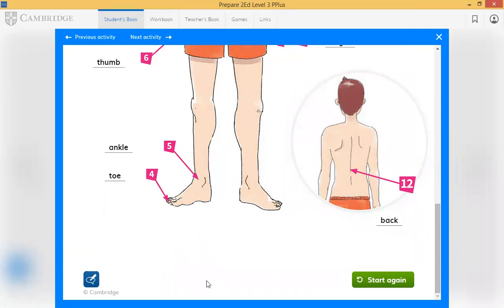That is back. Okay. So you need to have all of these parts of the body really well memorized. Okay, so the next time when you describe your body, you know what part you are describing or you are talking about.